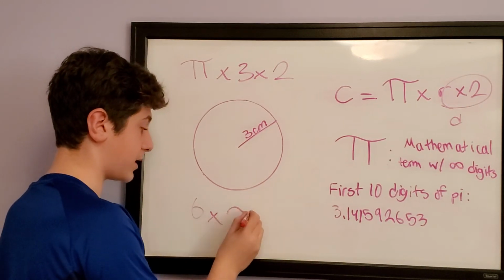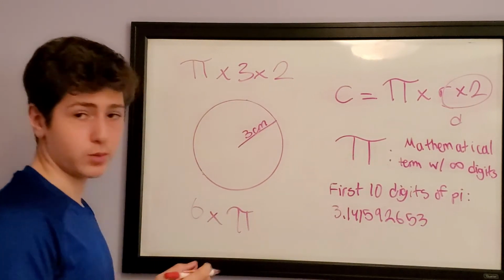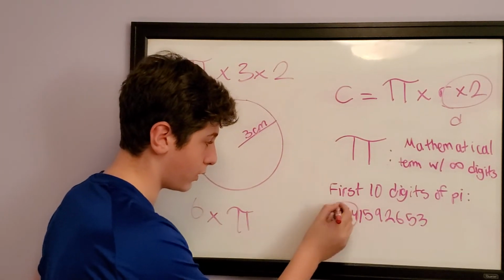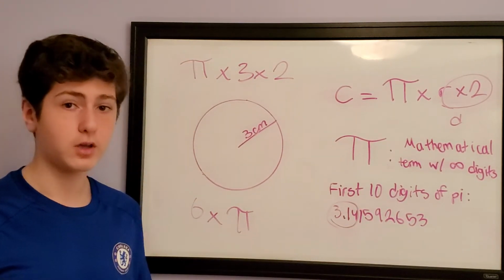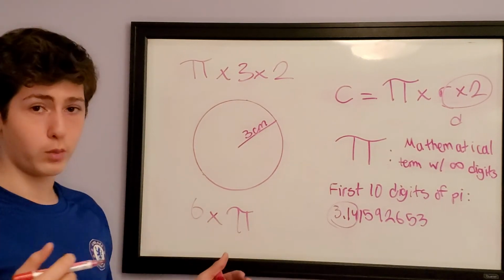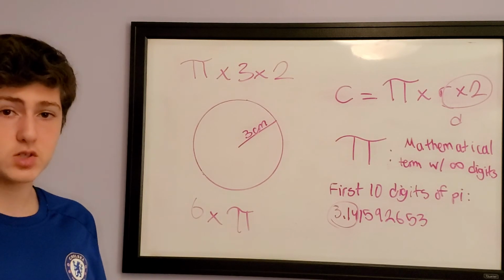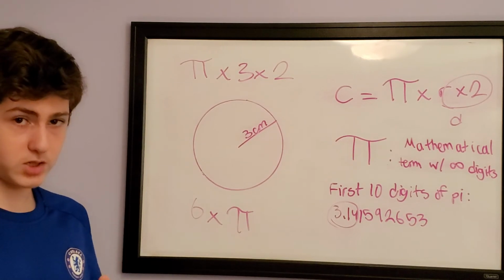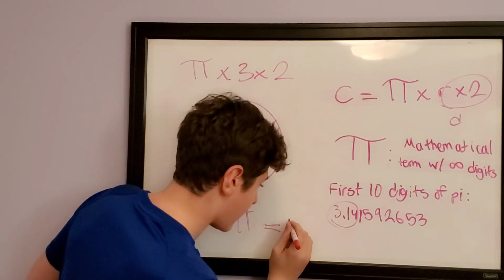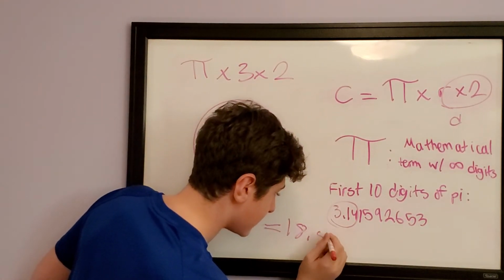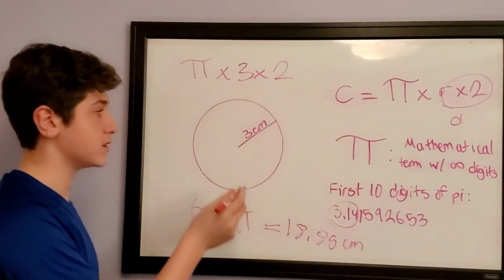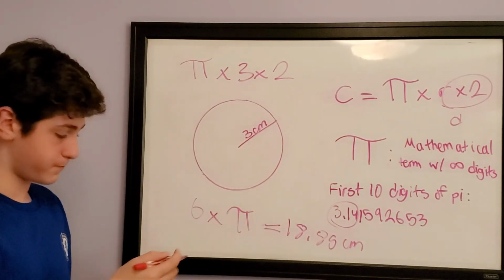Next, we have to multiply it by pi. If you guys remember, the short form of pi would be 3.14. So if you didn't have a calculator and you're doing this mentally, 6 times 3.14 should get you an answer, but not a very accurate answer. Nevertheless, you should get 18.85 centimeters as your circumference for a circle like this.